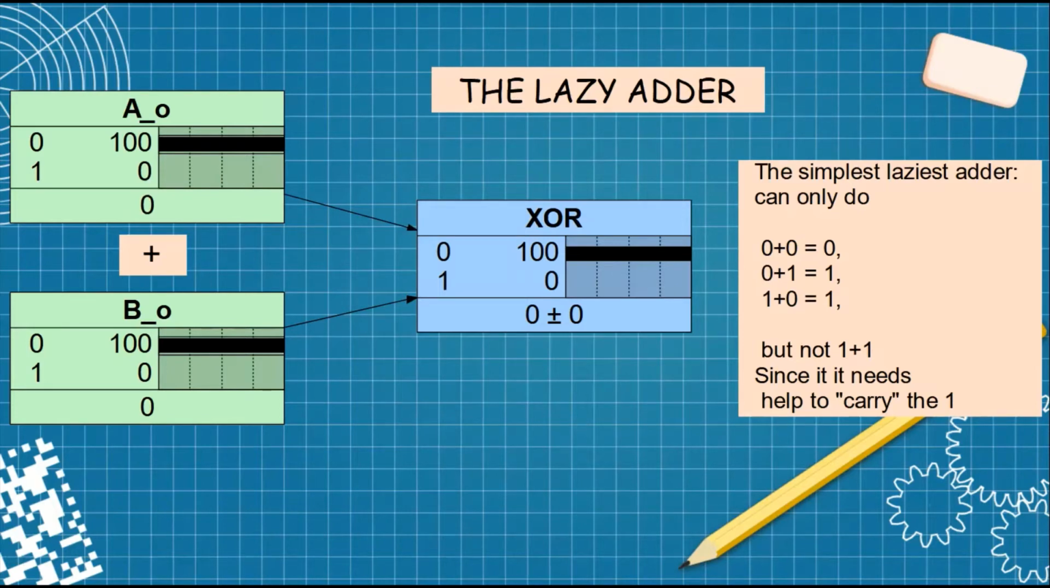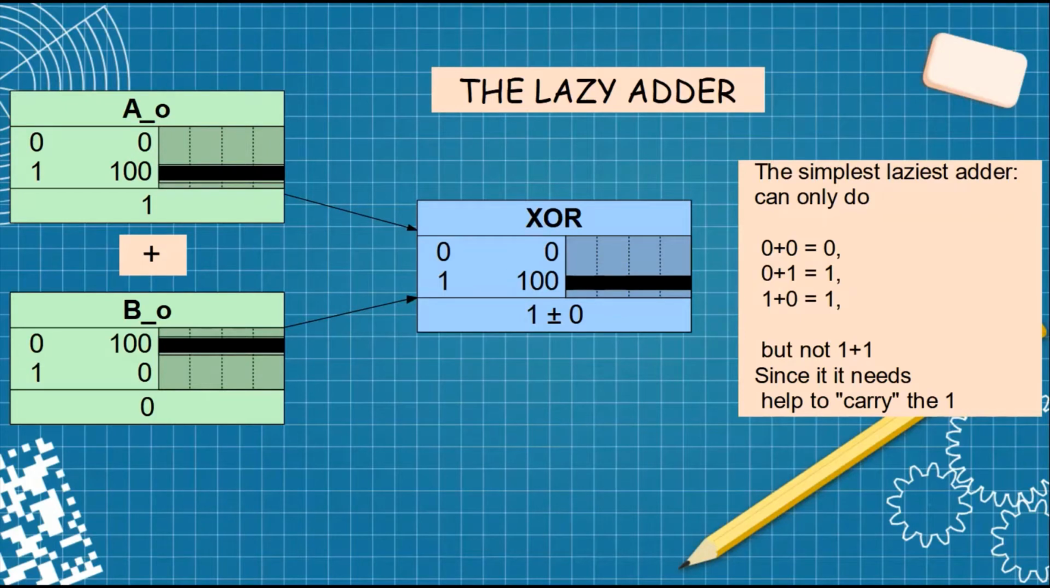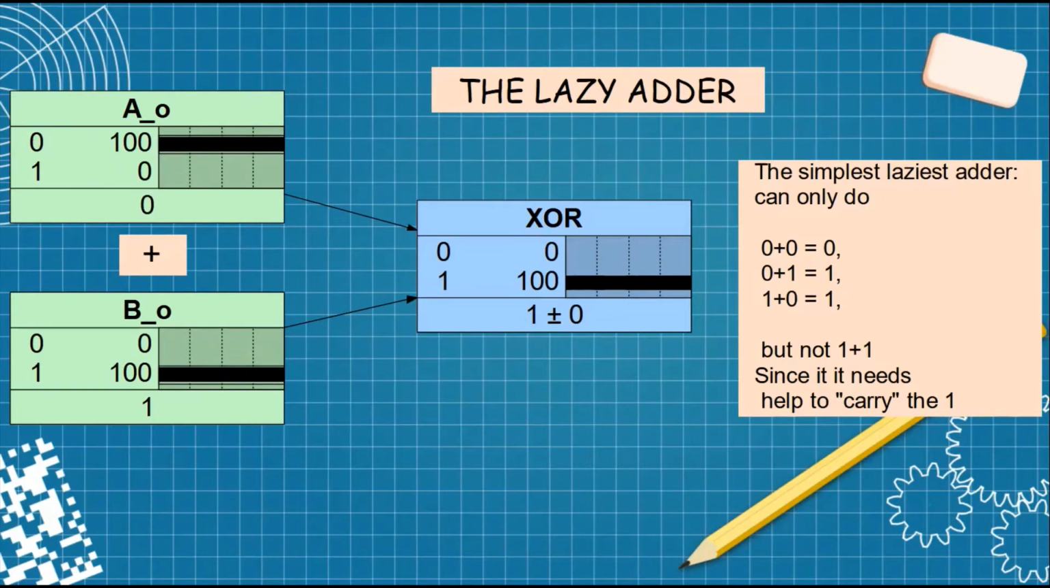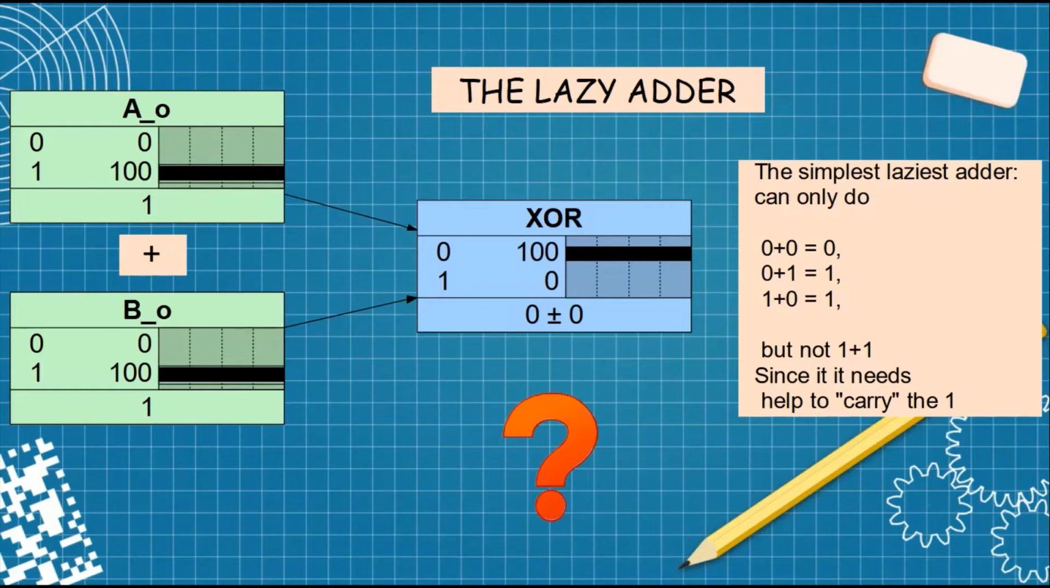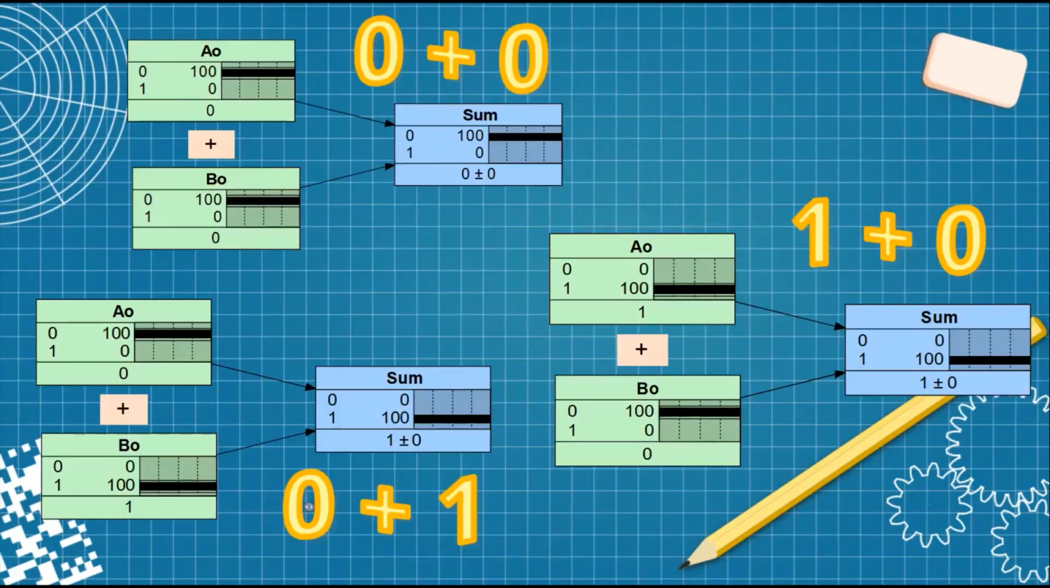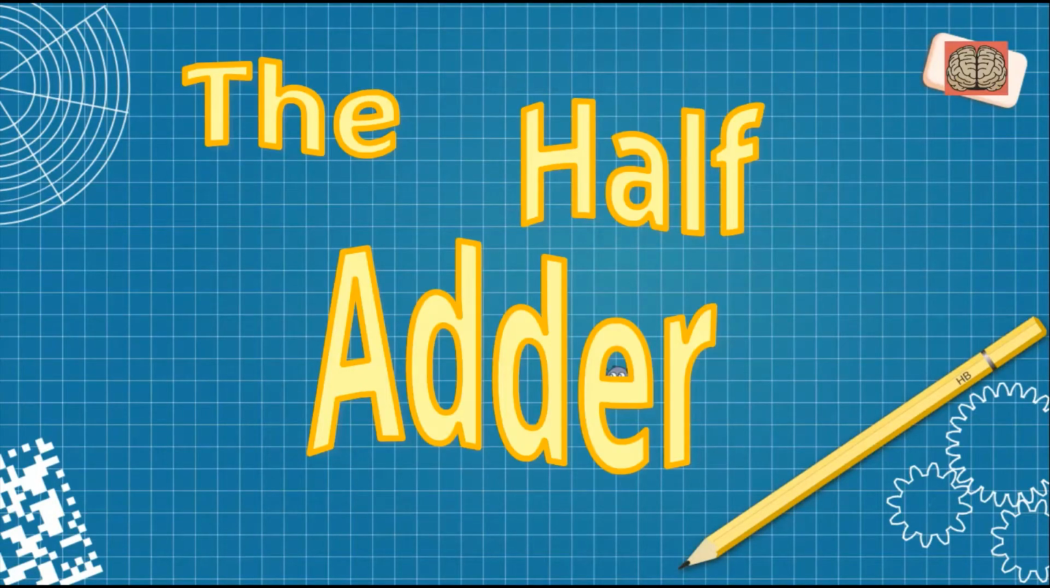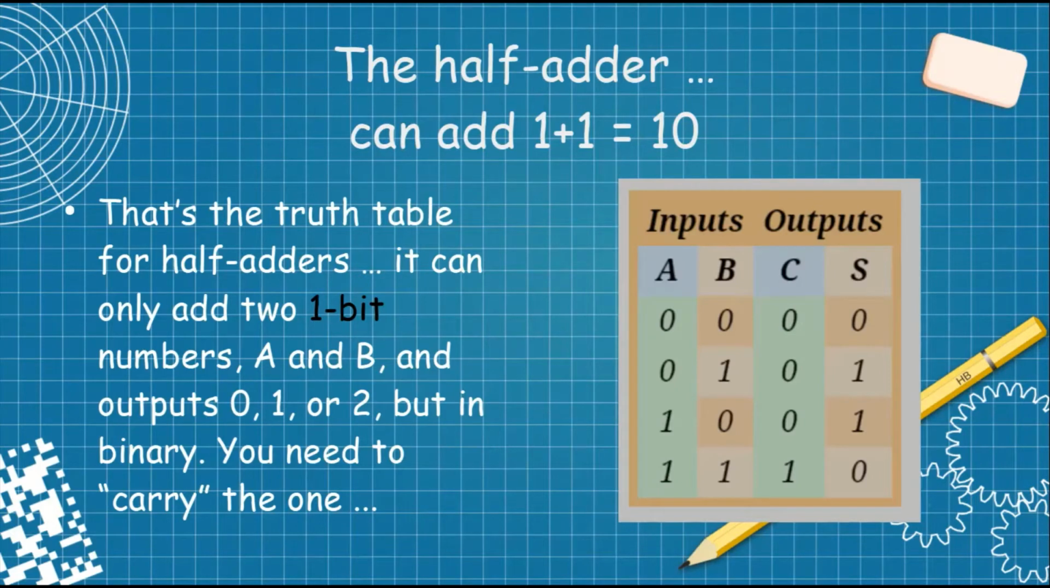It can add 0 plus 0, 0 plus 1, 1 plus 0, but not 1 plus 1, since it needs help to carry the 1. That's what makes it lazy. It won't carry the 1. So there's 1 plus 0, and there's 0 plus 1, but 1 plus 1, well, it needs help. To summarize, those are the 3 numbers that the lazy adder can do, but that's not enough. To the rescue, the half adder. The half adder can add 1 plus 1 equals 10 in binary.